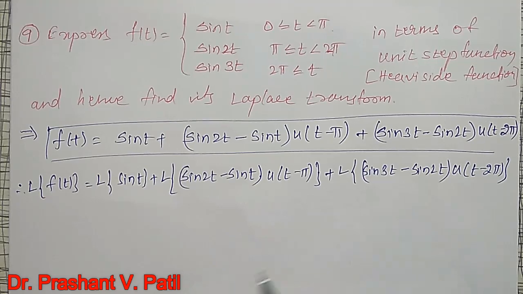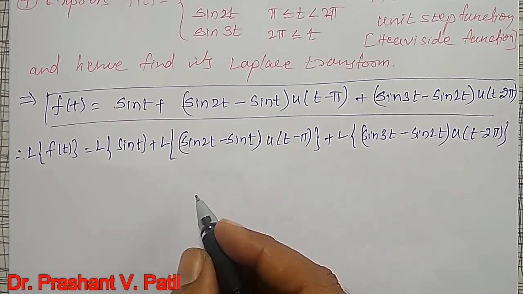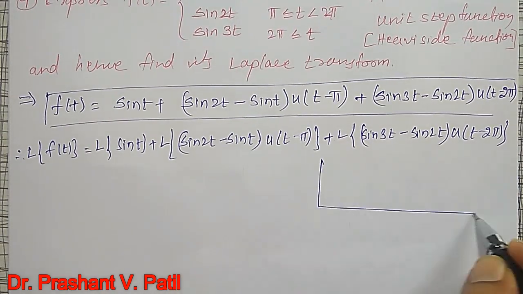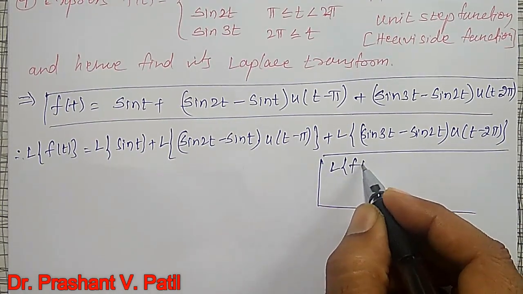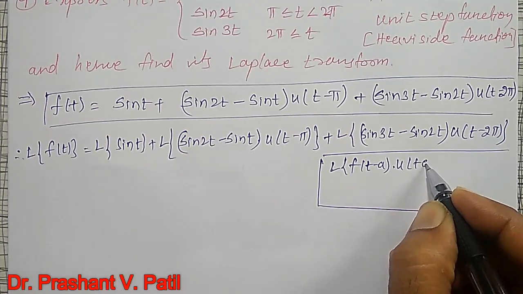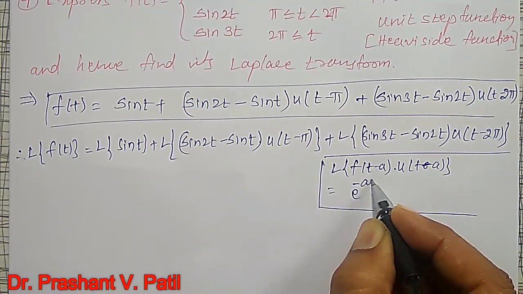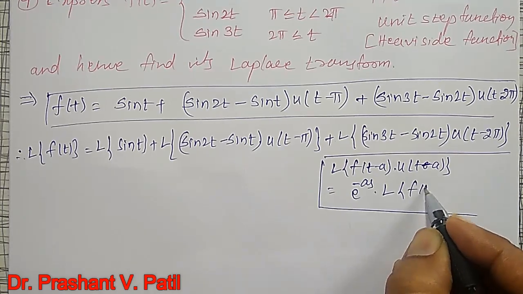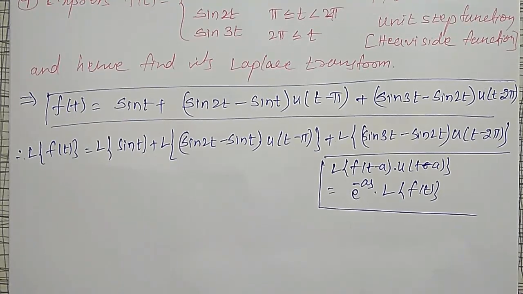Then separate Laplace transforms I have to find out using the property, a very important property I am going to use again here to find the Laplace transform. That is, Laplace transform of f of t minus a into u of t minus a is given by e to the power minus as into Laplace transform of f of t. F of t minus a is shifted to f of t. Using this property one by one Laplace transform I will calculate here.